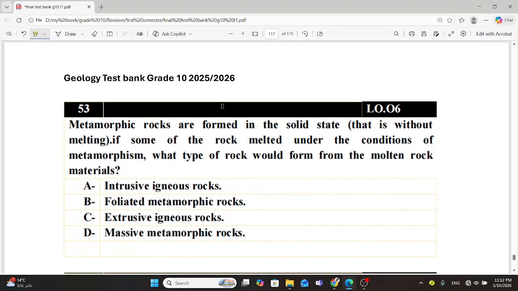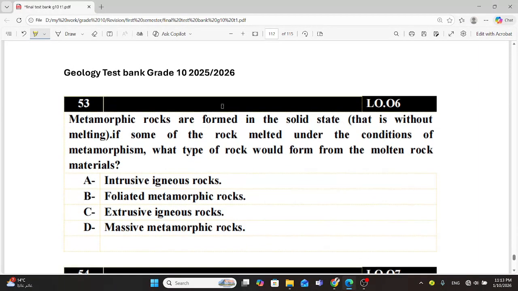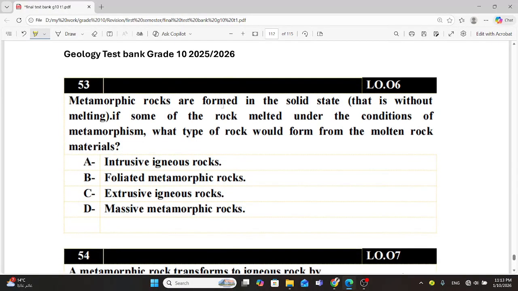طيب 53 metamorphic rock are formed in the solid state, that is without melting. If some of the rock melted under the condition of metamorphism, what type of rock would form from the molten material؟ Intrusive igneous rock ولا foliated metamorphic rock ولا extrusive igneous rock ولا massive metamorphic rock؟ طبعا هتبقى igneous وهتبقى extrusive igneous rock.